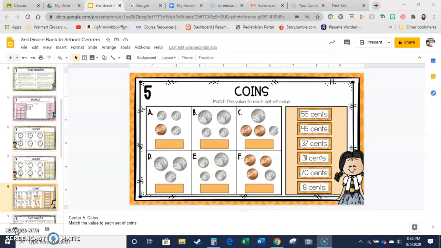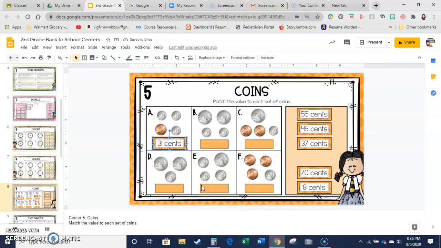Math Center 5, coins. Match the value to each set of coins. Start with the greatest amount and count on. Let's do A together. These are dimes, and a dime is worth 10 cents. 10, 20, 30, add the penny, 31 cents. Come over here to the answers and click on your answer 31, drag it over, and lock it in place.